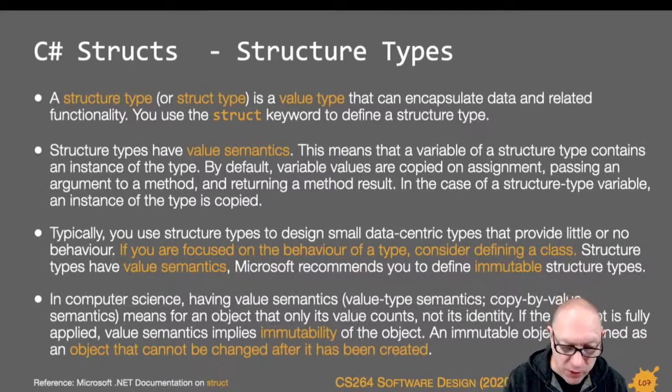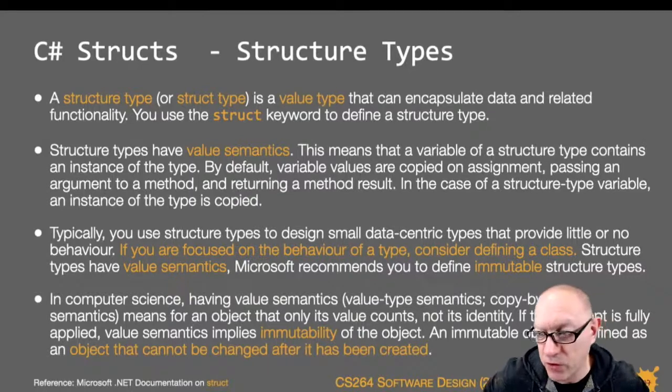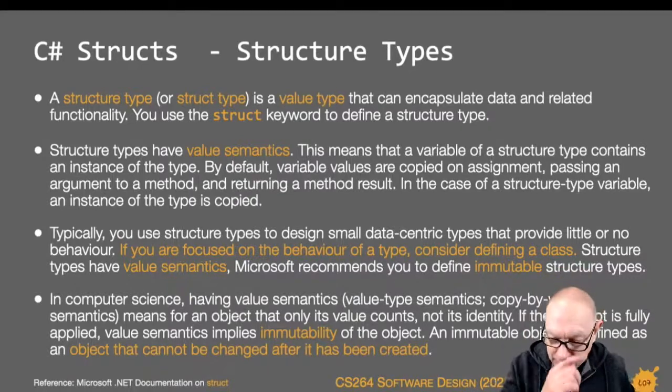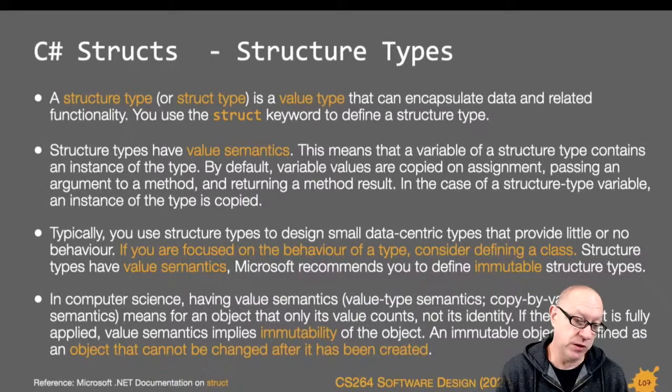So in computer science, and you may have seen this already in your other classes, having value semantics, or value type semantics, or copy by value semantics, means that for an object, only its value counts, not its identity. Okay? Only the value counts, not the identity. If the concept is fully applied, then value semantics implies immutability of the object, and an immutable object is defined as an object that can't be changed after it's been created. So that kind of makes sense.